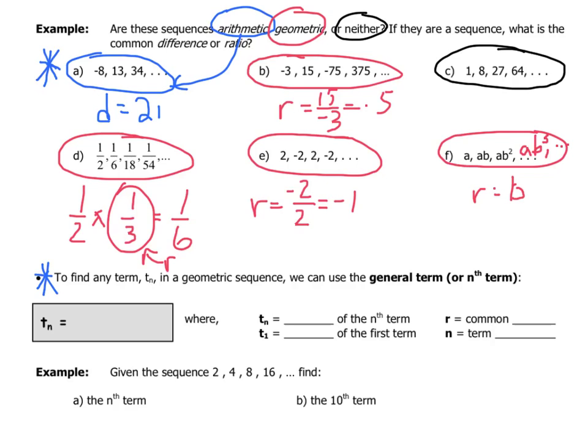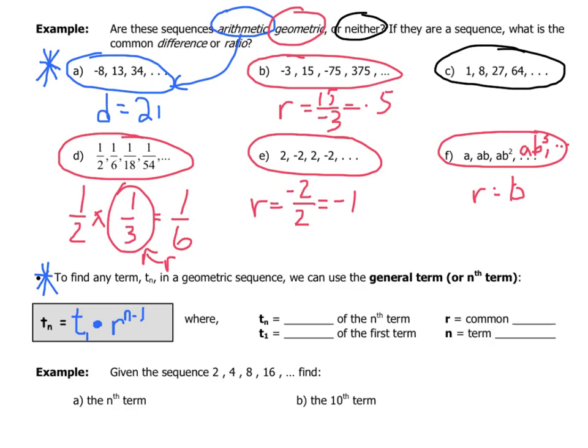To find any term Tn in a geometric sequence, we can use the general term, also known as the nth term. How do we find the nth term? Well, we start with term 1, and we multiply term 1 by a common ratio. And then we multiply it by a common ratio again, and again, and again. Over and over again. How many common ratios do we need to multiply by to get the nth term? N minus 1 common ratios.